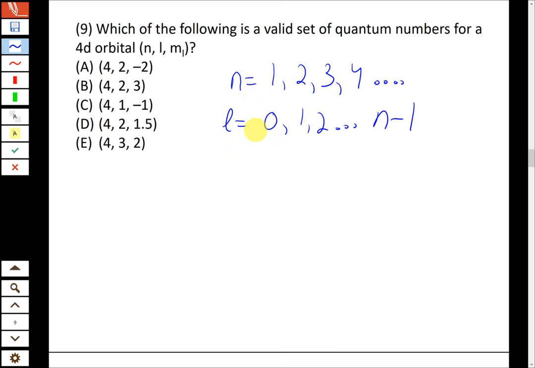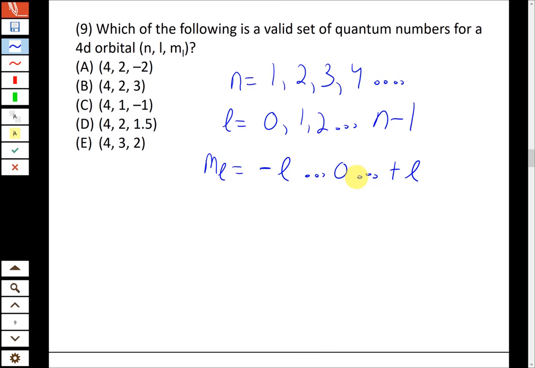So depending on what your n value is, that's going to dictate which values of L you can have with that. And then the one that we haven't talked about yet is m sub L. So the allowed m sub L values are going to be minus L, including 0, all the way to plus L. And again, each individual orbital has a unique m sub L value to distinguish those orbitals from one another.